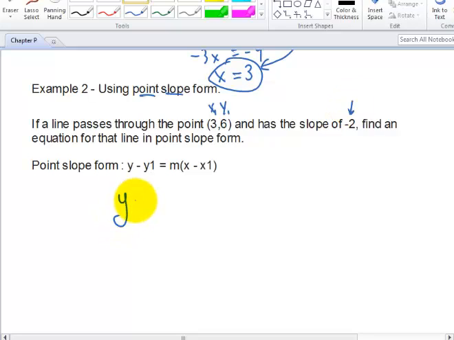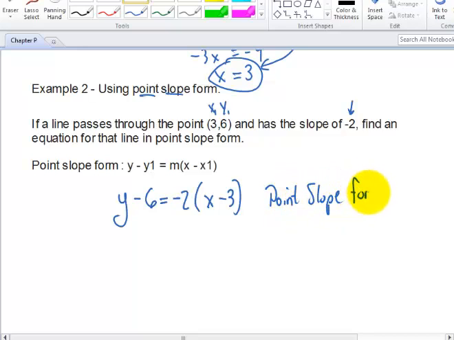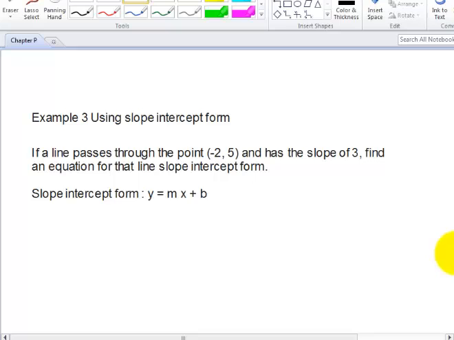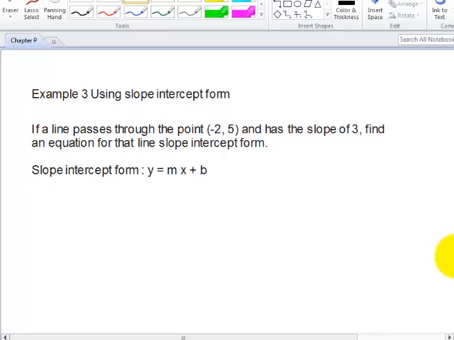So we just have y minus 6, for the y1, equals -2 times x minus 3. And this is point slope form. And it's called that because you could see evidence of the point and you could see the slope. And that's why they call it point slope form. Moving along, using slope intercept form.